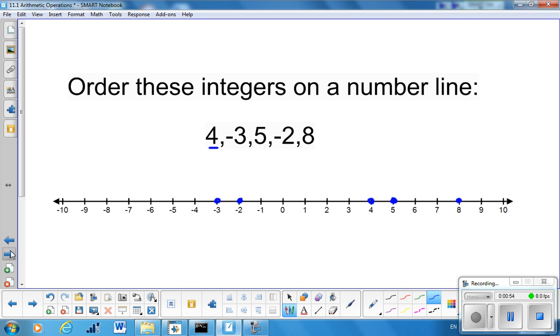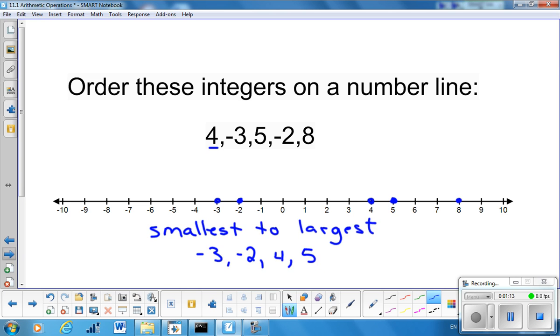So if we were then ordering these from smallest to largest, we would start with the numbers furthest to the left. So it'll be negative 3, then negative 2, 4, 5, and 8.